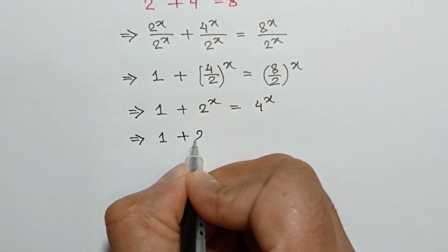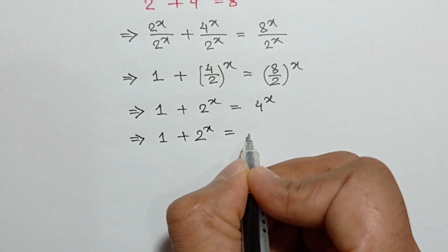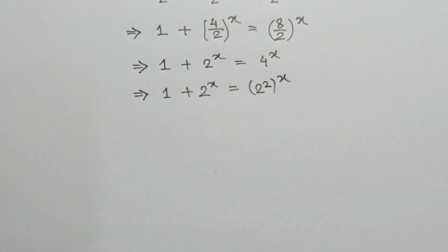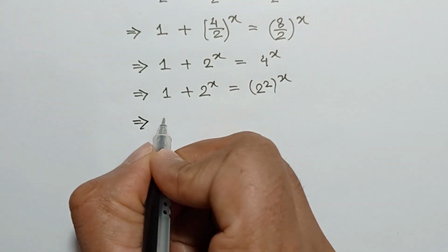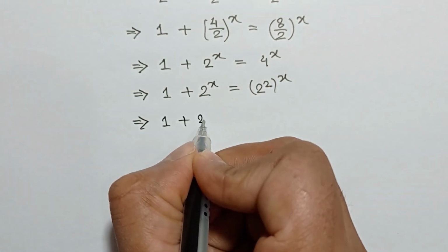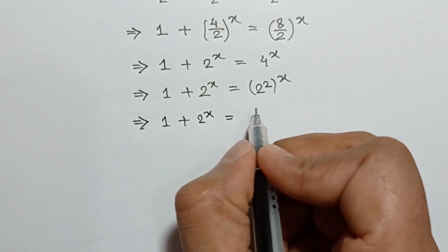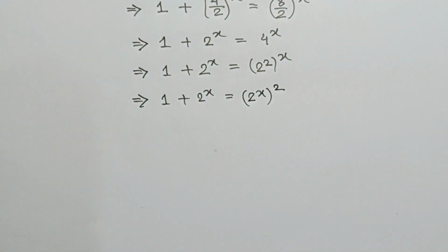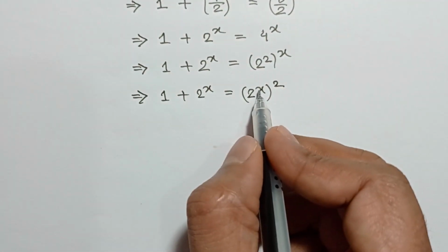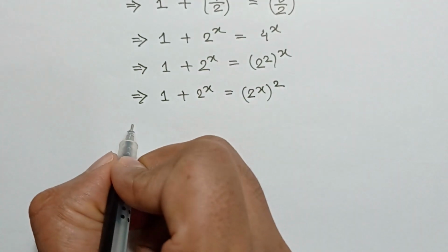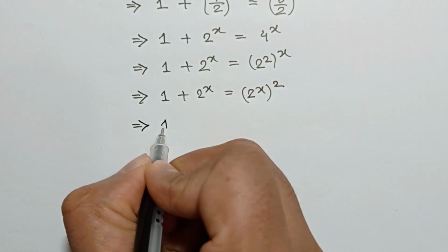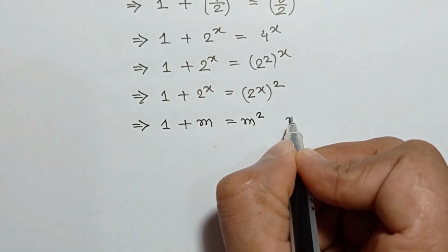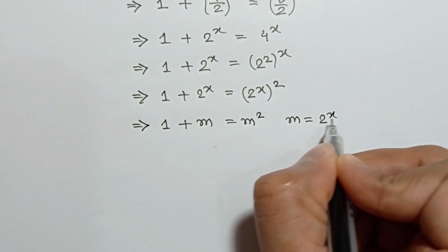Or 1 plus 2 to the power x is equal to 4, which can be written as 2 square whole to the power x, or 2 to the power x whole square. Now if we consider 2 to the power x is equal to m, we will have 1 plus m is equal to m square, where m is equal to 2 to the power x.